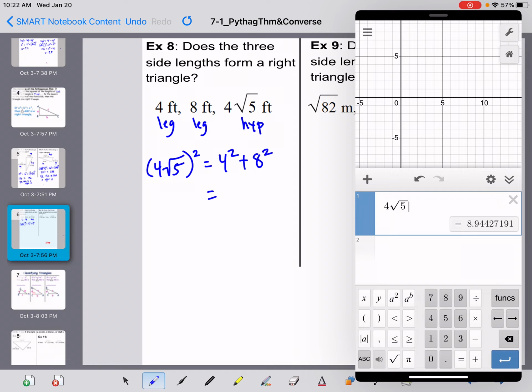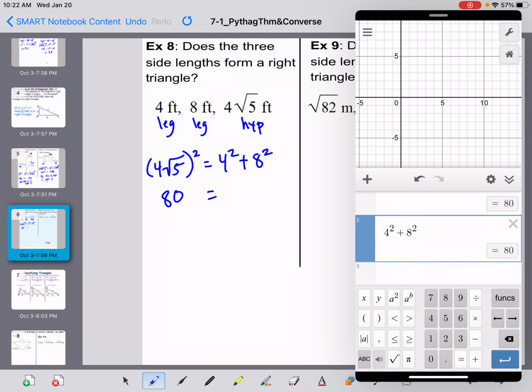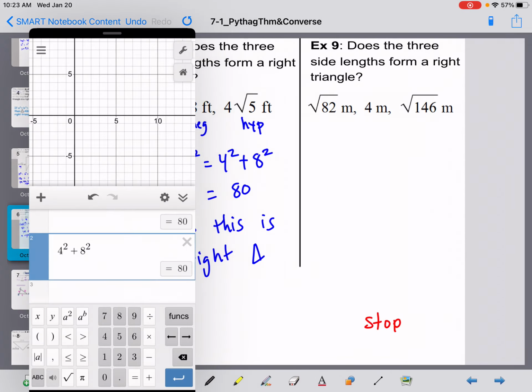All right, so let's put some parentheses and square it, and I get 80. And now 4 squared plus 8 squared is also 80. So yes, this is a right triangle.